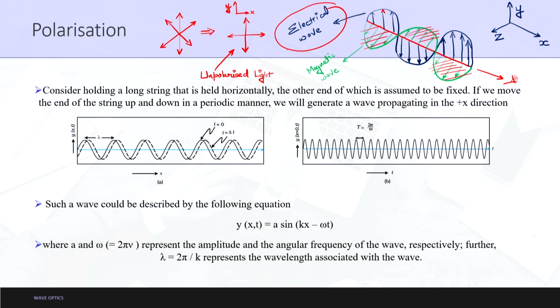So for this class let me stop here only. I will again start with this concept in the next lecture: what is unpolarized light, what is light, what is happening. Let me try to revise it again.